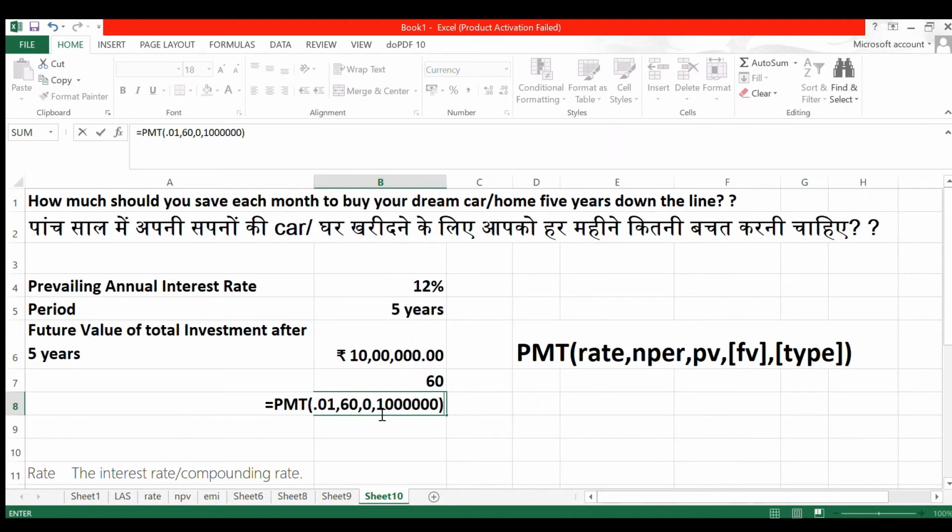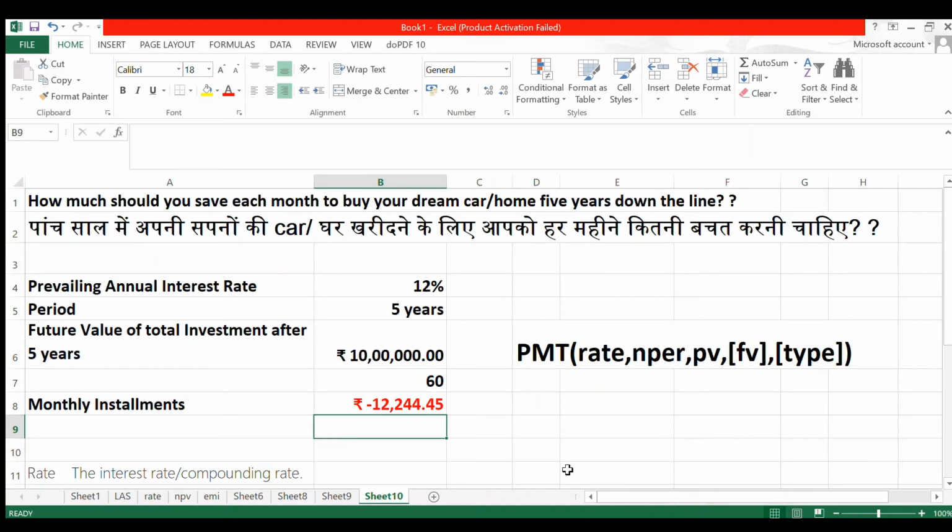Excel will provide you the amount that you should save every month to get a sum of 10 lakh at the end of 5th year. So let us check the amount. It is 12,244 rupees. So if you save 12,244 rupees every month, you will get an accrued amount of 10 lakh rupees at the end of 5th year.